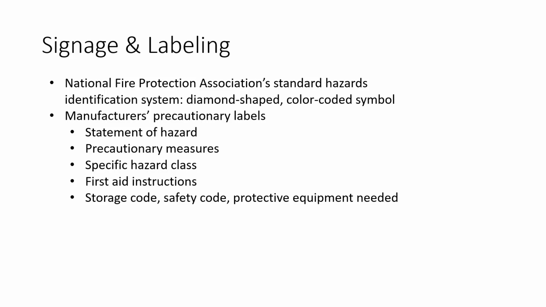So a lot of hazards are communicated using appropriate signage and labeling. The National Fire Protection Association's Standard Hazards Identification System is a diamond-shaped color-coded symbol. There's also manufacturers' precautionary labels that have a statement of the hazard, precautionary measures, specific hazard class, first aid instructions, the storage code, safety code, and protective equipment that's needed. So every chemical manufacturer would put that on the container that they ship out their chemicals to various locations.